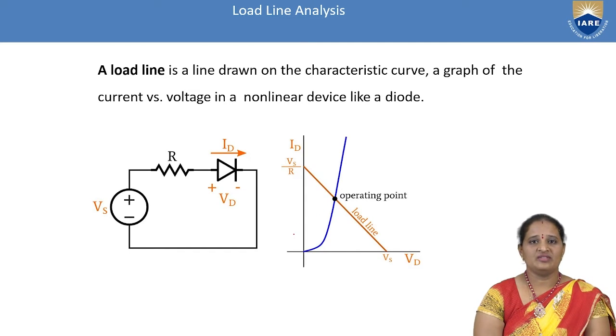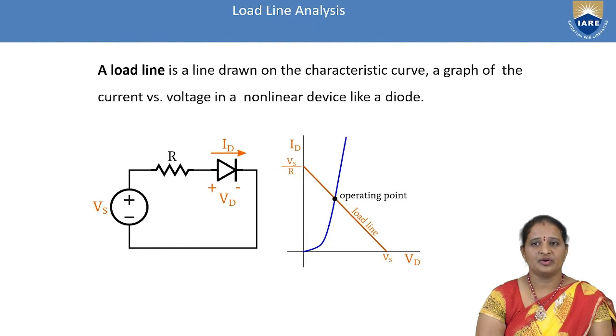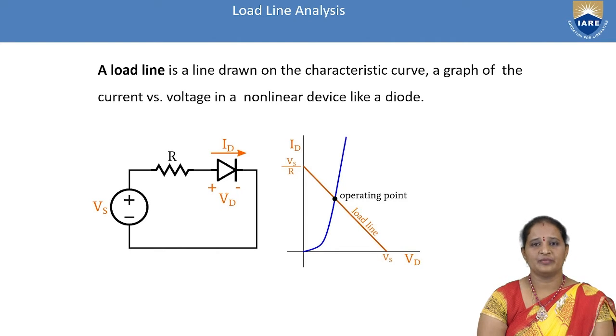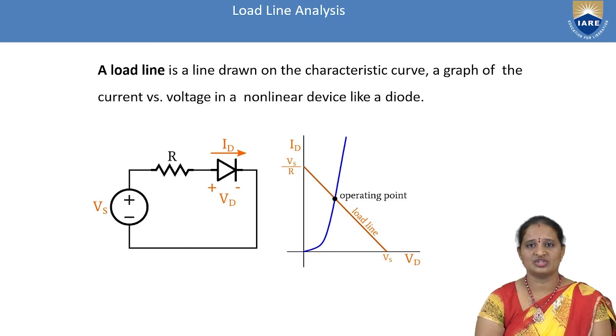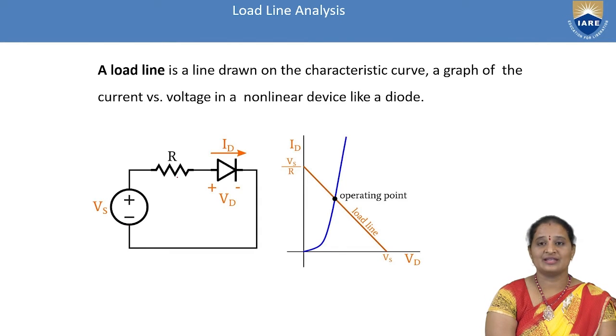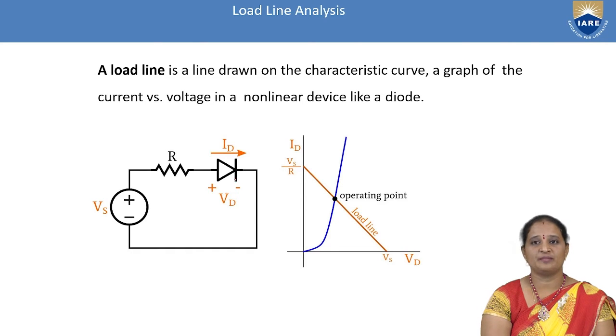First of all, let us define the load line. A load line is a straight line drawn on the characteristic curve, that is, a graph of current versus voltage in a nonlinear device like a diode or transistor. Let us consider a basic circuit which includes the nonlinear device, a PN junction diode, with a voltage source represented by Vs and a resistor in series. We can take this resistance as a low resistance, in series with the PN junction diode, and the voltage drop across the diode is represented with Vd.